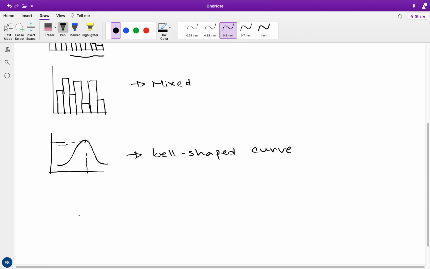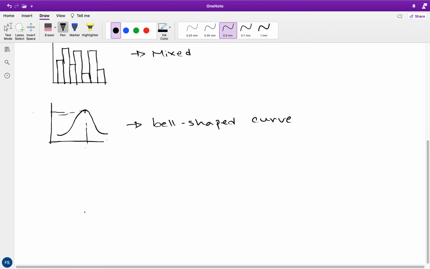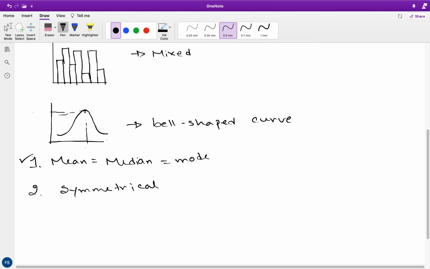Now let's discuss the properties of normal distribution. Number 1, the mean, median, and mode are always going to be equal for normal distribution. So if you find the mean, median, and mode of some numbers, and you see that they are all the same, that means that's an example of normal distribution. Number 2, this graph is always a bell-shaped curve, and it's always going to be symmetrical around the mean. This is the second property.